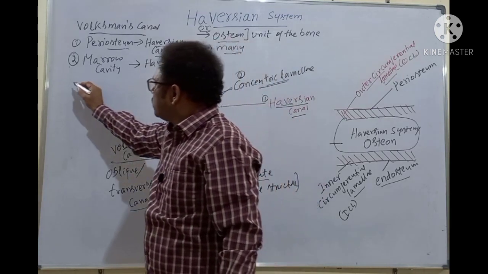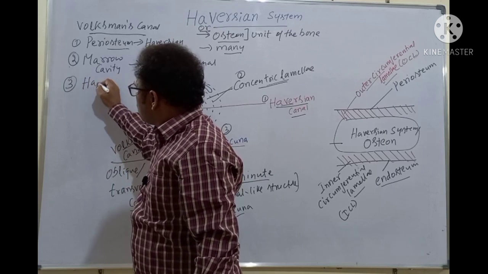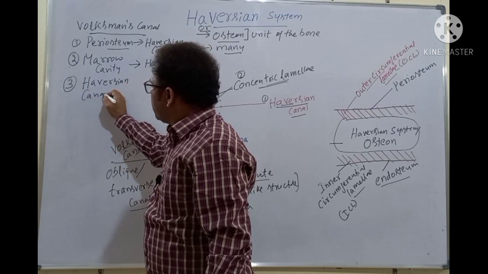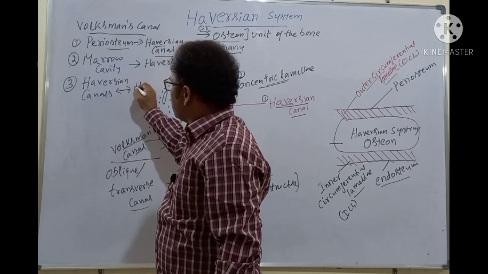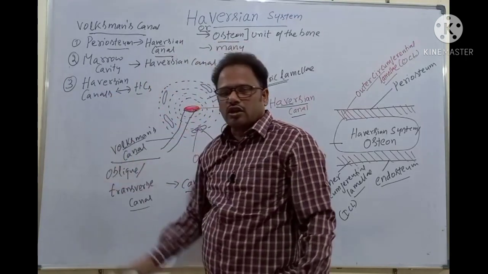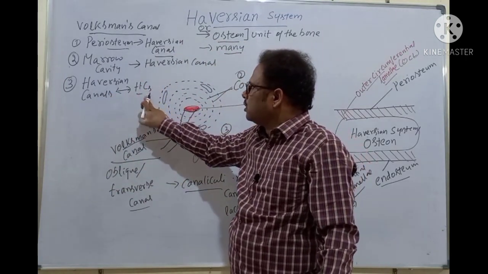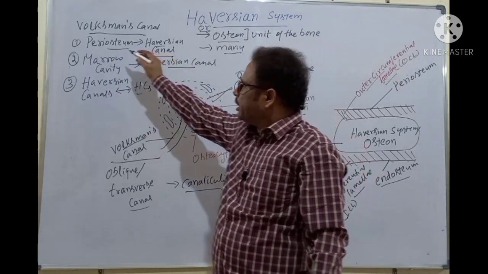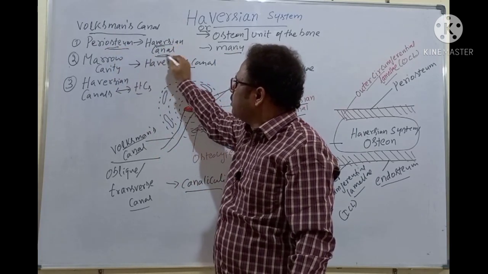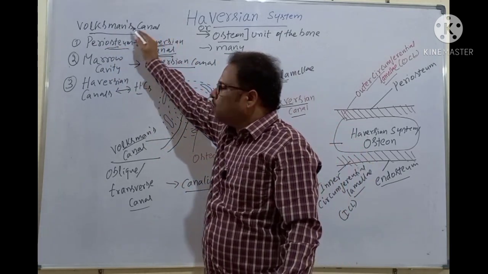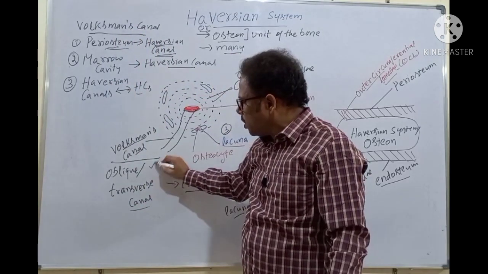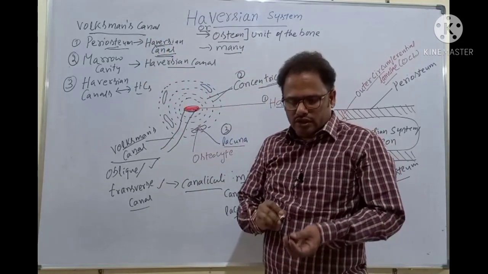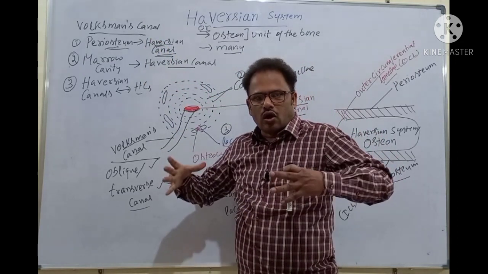That is number two. Number three is that the Haversian canals are interconnected to other Haversian canals. I am writing here HCs. One Haversian canal is attached to the other Haversian canal. The marrow cavity is connected with the Haversian canal, and the periosteum is also connected with the Haversian canal with the help of the Volkmann's canals. The Volkmann's canals are the oblique or transverse canals which connect all these structures. Hence we can say that the bone is a highly compact structure.